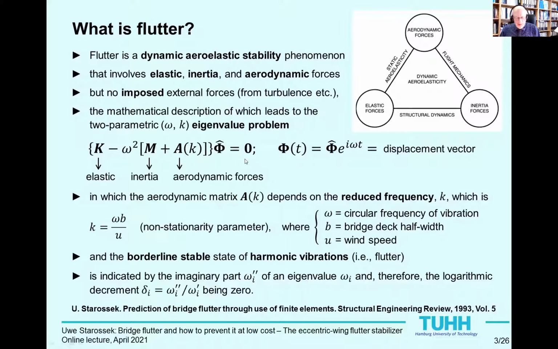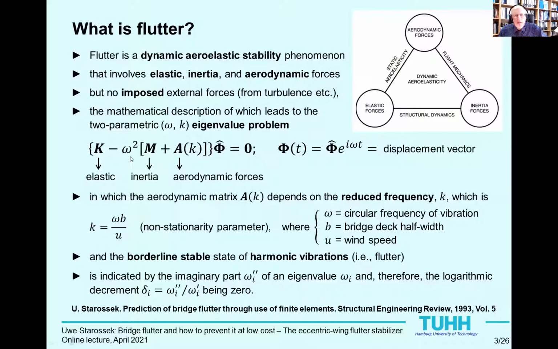It is assumed that the displacement vector phi as a function of time can be written as a product of a time-independent vector phi hat, which contains the displacement amplitudes, and a scalar periodic time function. With this approach, the system of equations becomes time-independent. Such a homogeneous system of linear equations poses an eigenvalue problem, which is typical for the mathematical description of stability phenomena. The eigenvalues in this case are the circular frequencies of vibration of the structure, omega, which, for this kind of problem, result as complex quantities.